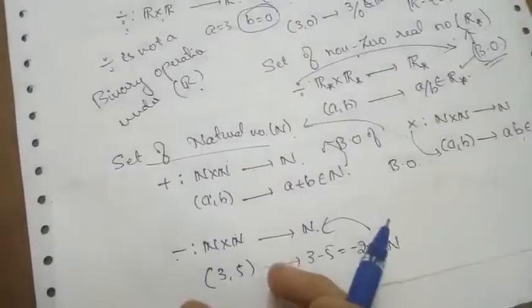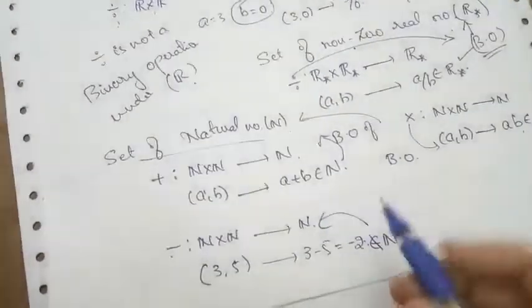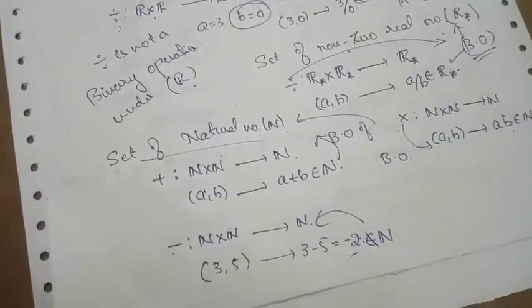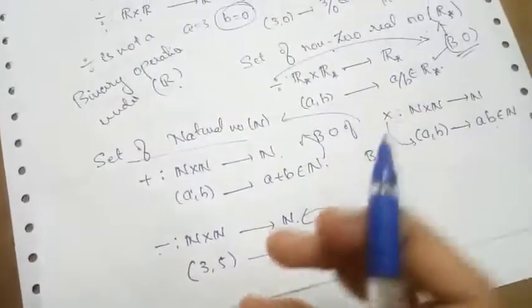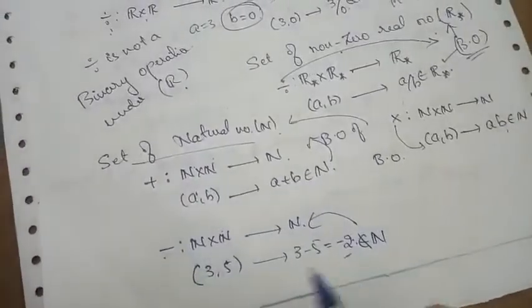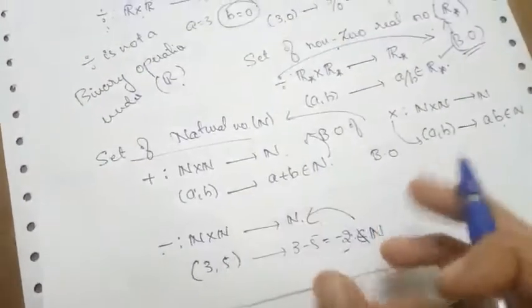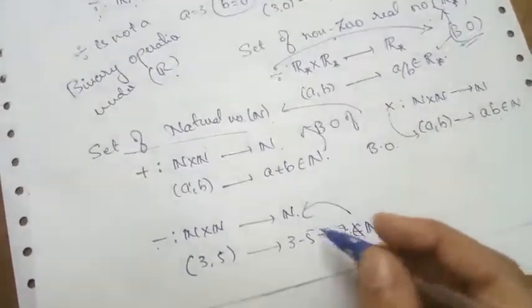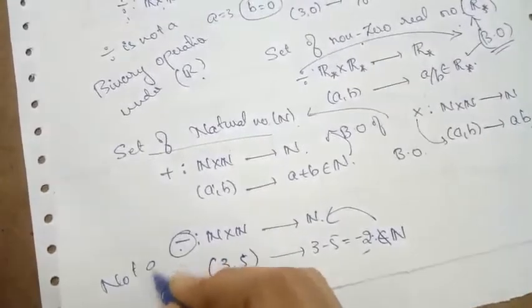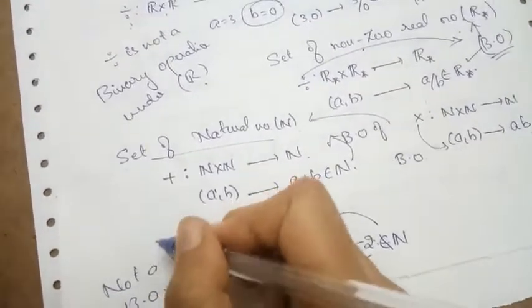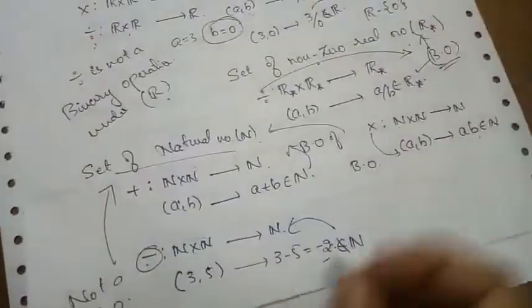So whatever elements we are taking from the natural numbers, it is not going to be satisfied for all the elements. There will be certain ordered pairs in the Cartesian product such that the image of that pair does not belong to the set of natural numbers. So subtraction is not a binary operation under the set of natural numbers.